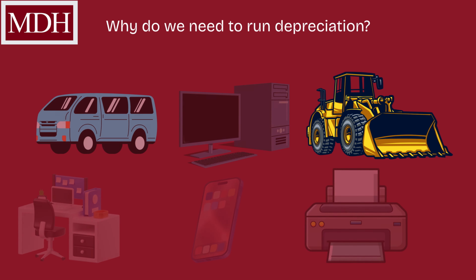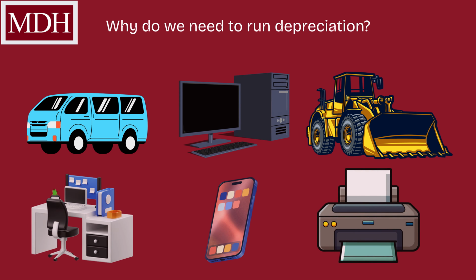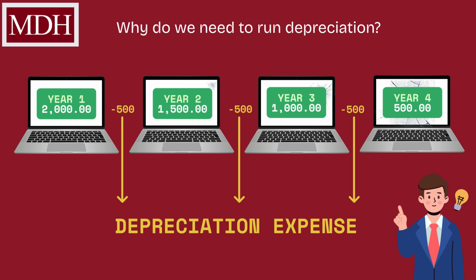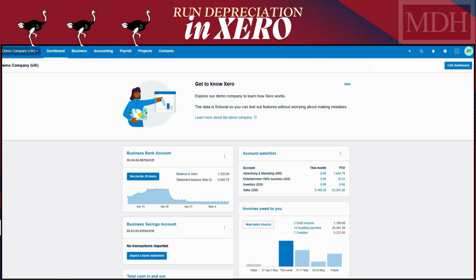Why do we need to run depreciation? We run depreciation in Xero to show that things like computers, vehicles, or equipment lose value over time. For example, if you buy a laptop for your business for £2,000, its value decreases as it gets older and more worn out. This is called depreciation. Depreciation helps us show that the asset isn't worth as much each year. In accounting, we spread the cost over time, so our reports reflect what the asset is really worth, not just what we paid. In this video, I'll guide you through the simple steps to run depreciation in Xero.